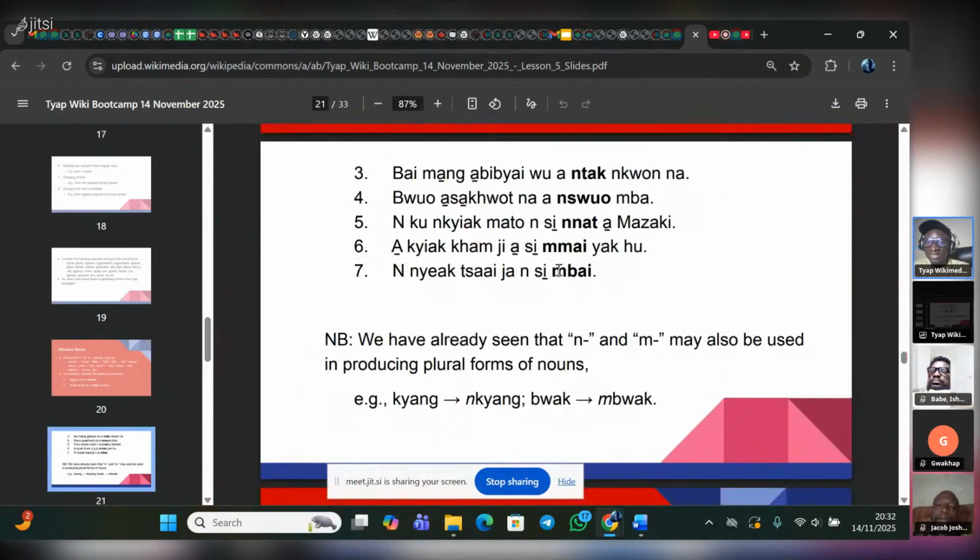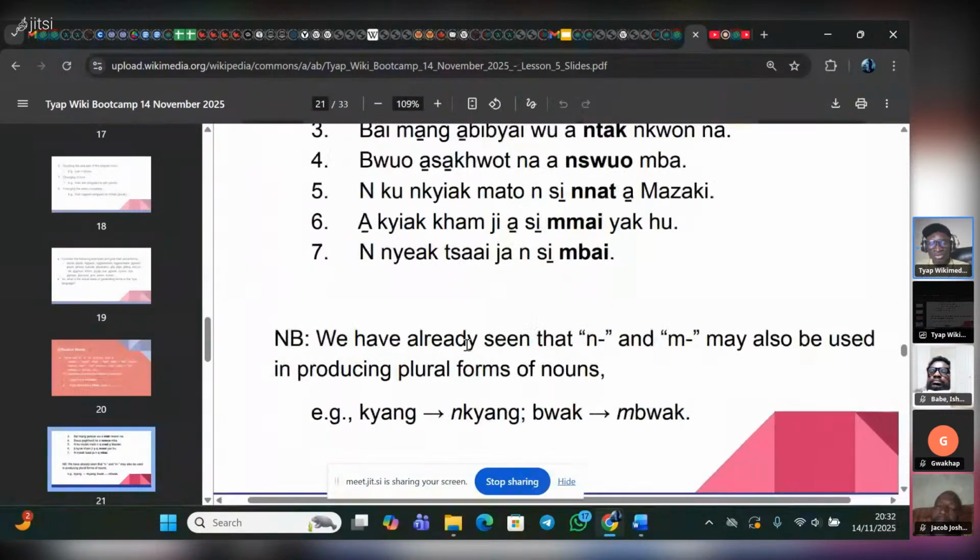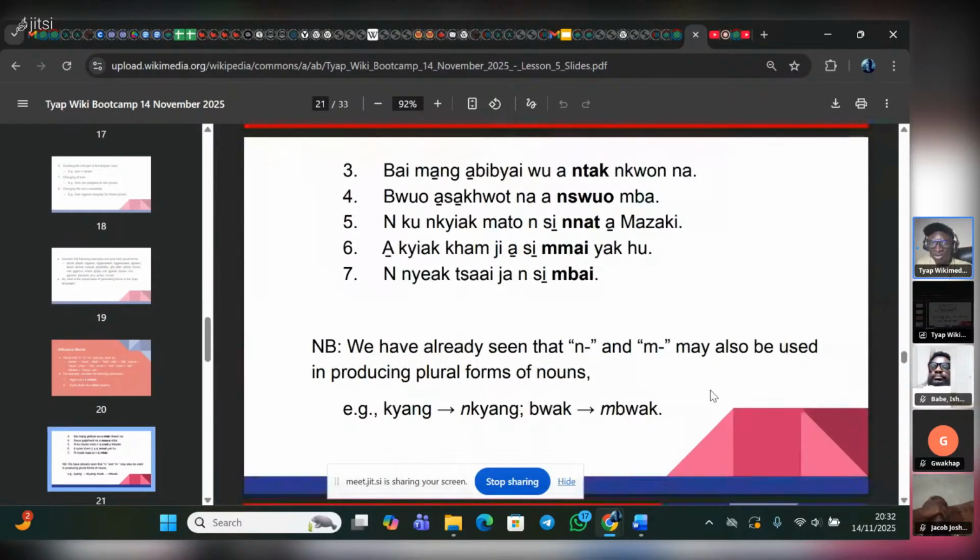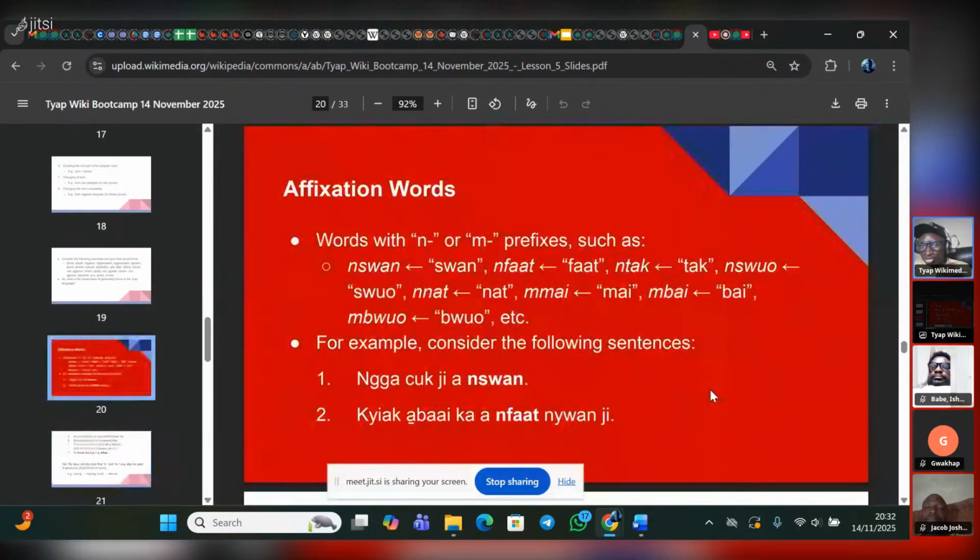So these whole examples are actually giving us the usage of the prefixes as regards the verbal words, you know. So we can also note the plural forms of particular nouns like the words kyang and bwak, both of them belonging to the who definite article group. Kyang who, the thing, bwak who, the hand, and then nkyangna, the things, and then mbwagna, the hands. So this affixation could be done to verbs. It could also be done to nouns in Tiap.